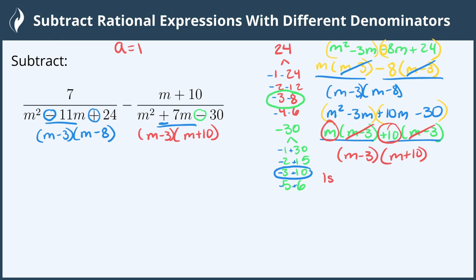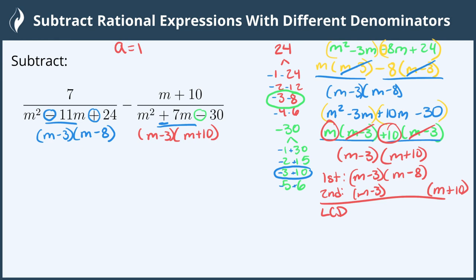If we line these up to find the lowest common denominator, the first one has the two factors of m minus 3, m minus 8. And the second denominator has a factor of m minus 3 and m plus 10. So the lowest common denominator is m minus 3, and we need an m minus 8, and we need an m plus 10.